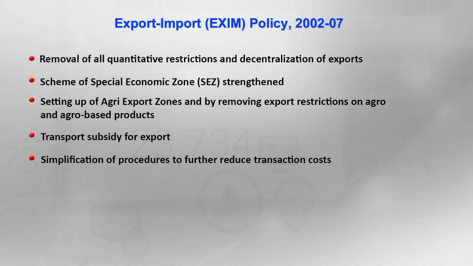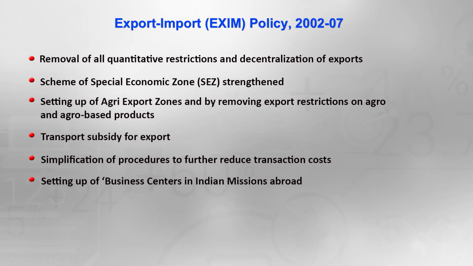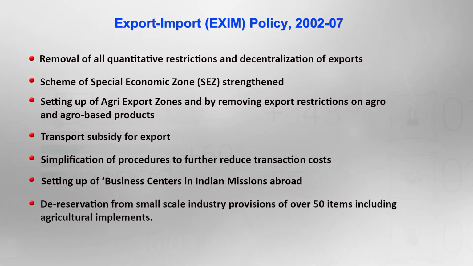Then the procedures were simplified to reduce transaction costs, and to have market access in foreign markets, setting up of business centers in Indian missions abroad was started. Actually, to give some promotional activity in the foreign countries where we have Indian embassies, we have set up business centers. And then de-reservation from the small scale industry provision for 50 items, including agriculture implements, was done.